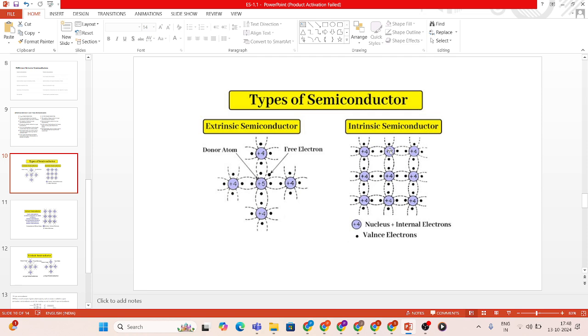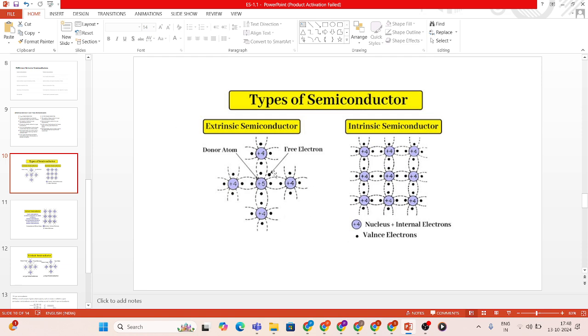In order to increase the conduction capacity of intrinsic semiconductor, it is better to add some impurities. The process of adding impurity is nothing but doping. So the doped intrinsic semiconductor is called an extrinsic semiconductor.